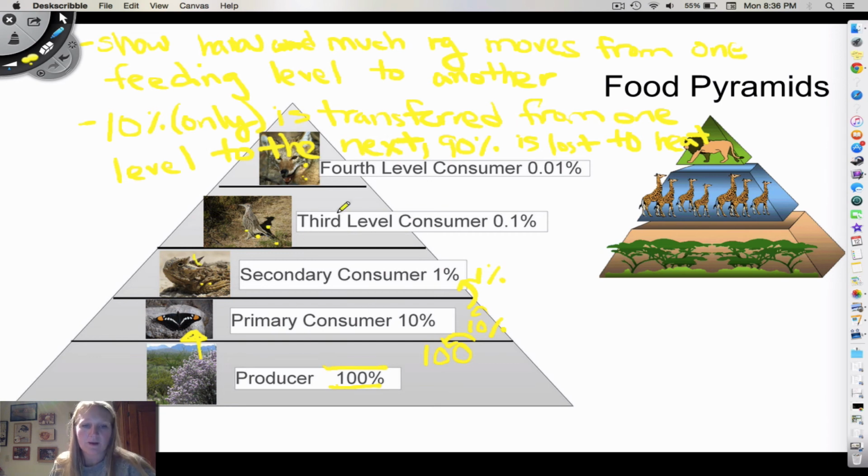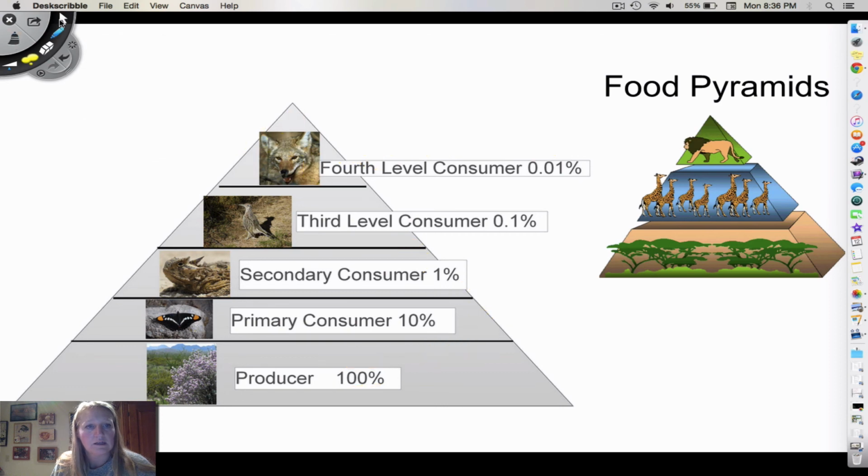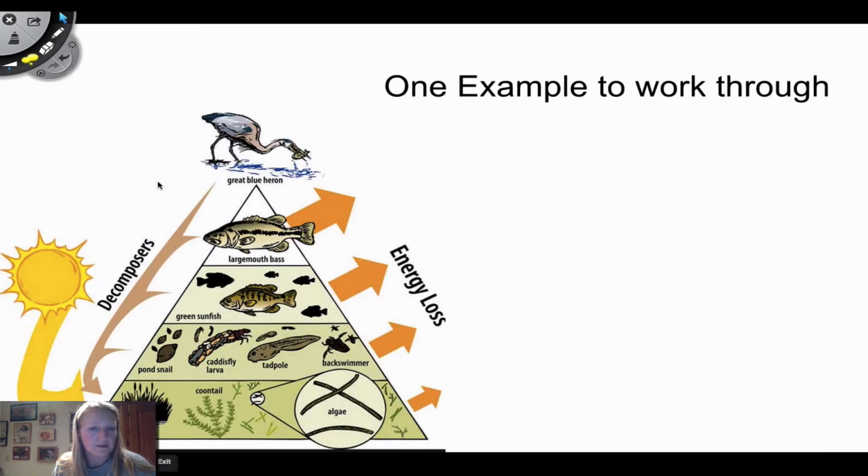So what's interesting about a pyramid is that there are many different levels of feeding that occur. So the top of the pyramid, the final carnivore that's there, there's actually so few of them that exist because there's so little energy to be had because it's all being lost between the levels. Okay, so I don't know how clear I was on that, but let's work through an example, okay?